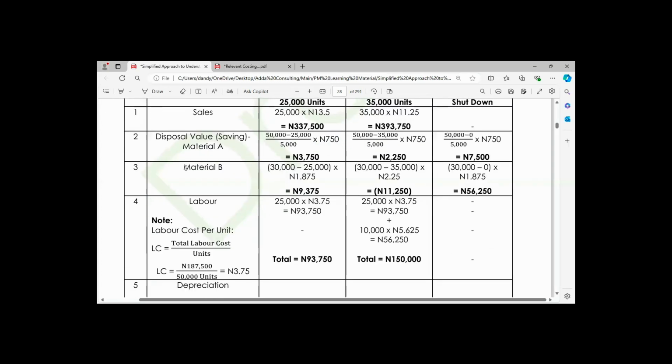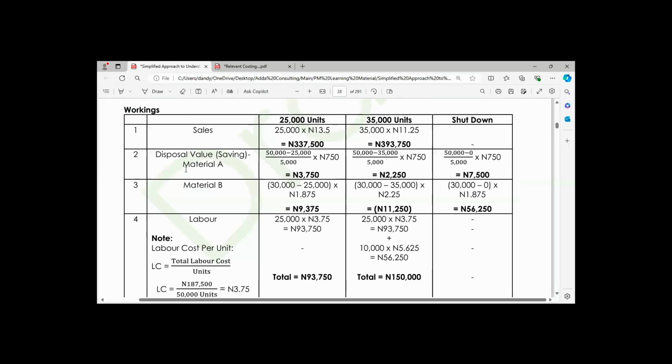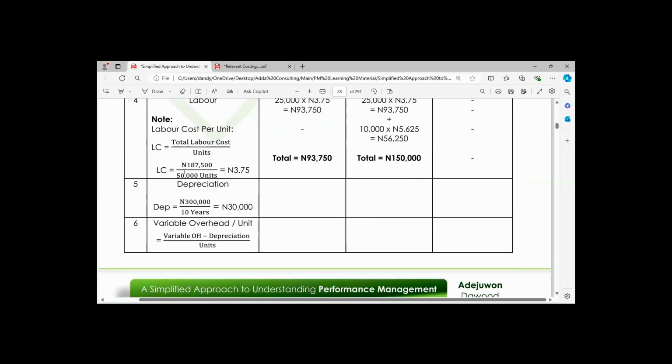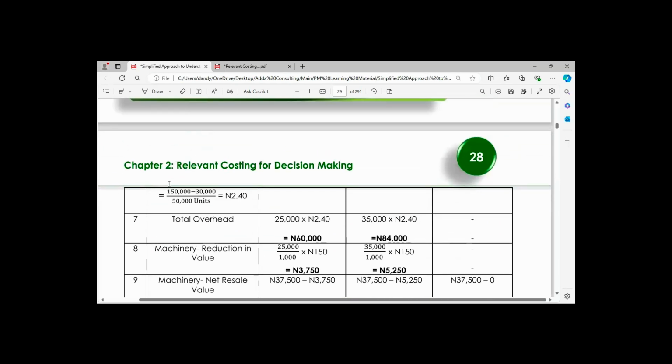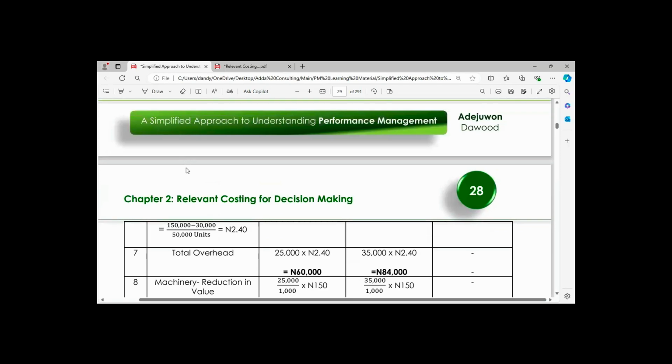That's why you are not showing your assumptions. You are not showing your workings. You have to show your workings, to demonstrate to the examiner how you arrived at your numbers, how you calculated your numbers. So these are the requirements, these are the things that you must do.